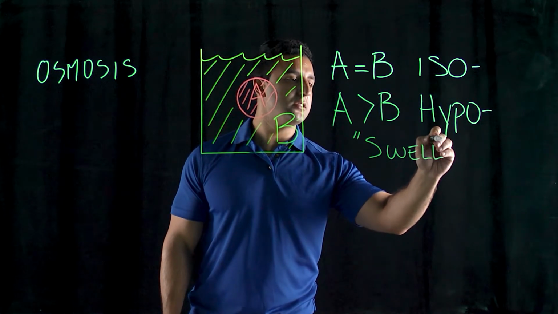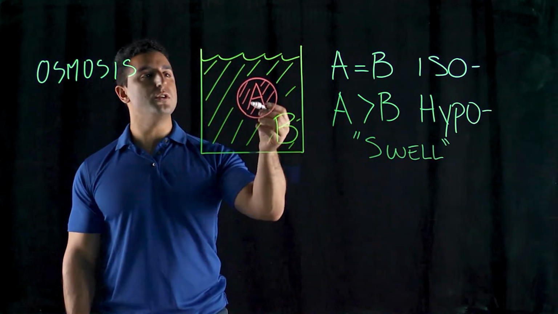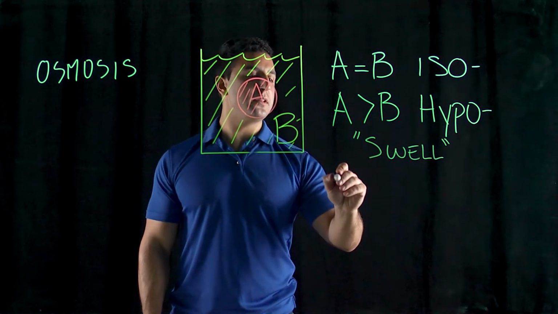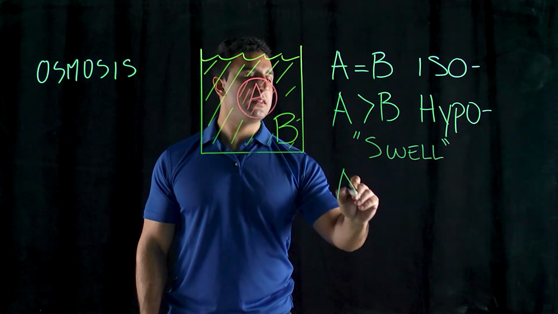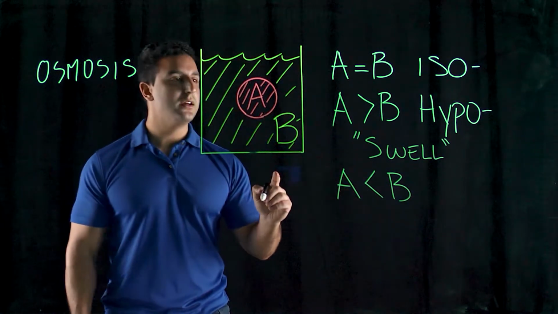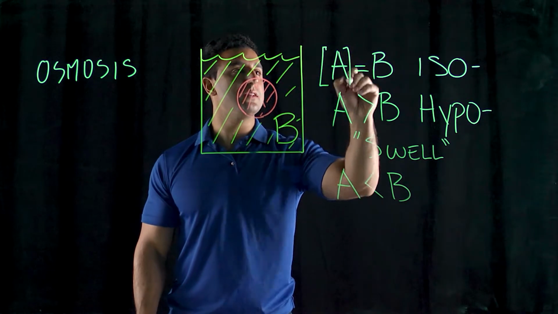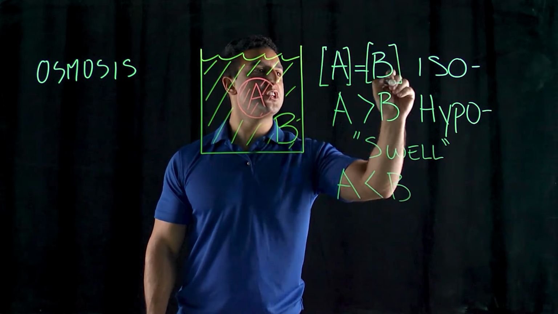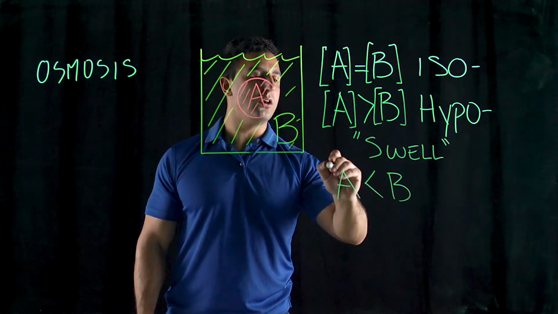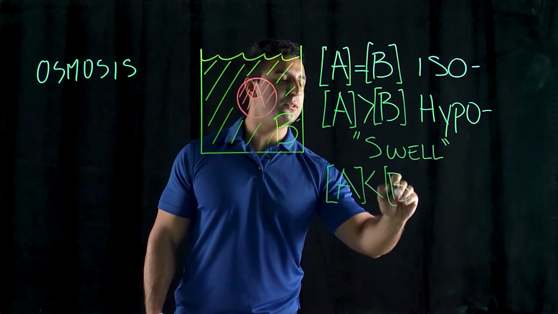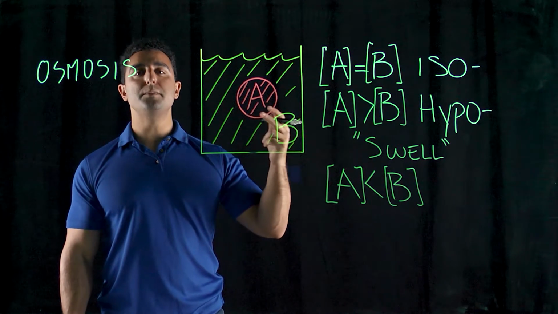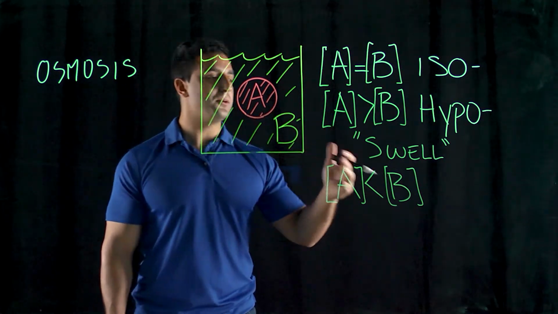Right? So in a hypotonic solution, where the concentration of the solute of A is greater than B, this is considered hypotonic. Vice versa, if A is less than B, when we're looking at concentration of solute. So remember that. I'm going to make a little bracket around these. This is referring to the concentration of a solute. What's an example of a solute? A solute is something that dissolves in a solvent. Examples of solutes could be salts, minerals, sugars, fats, proteins, anything that dissolves.